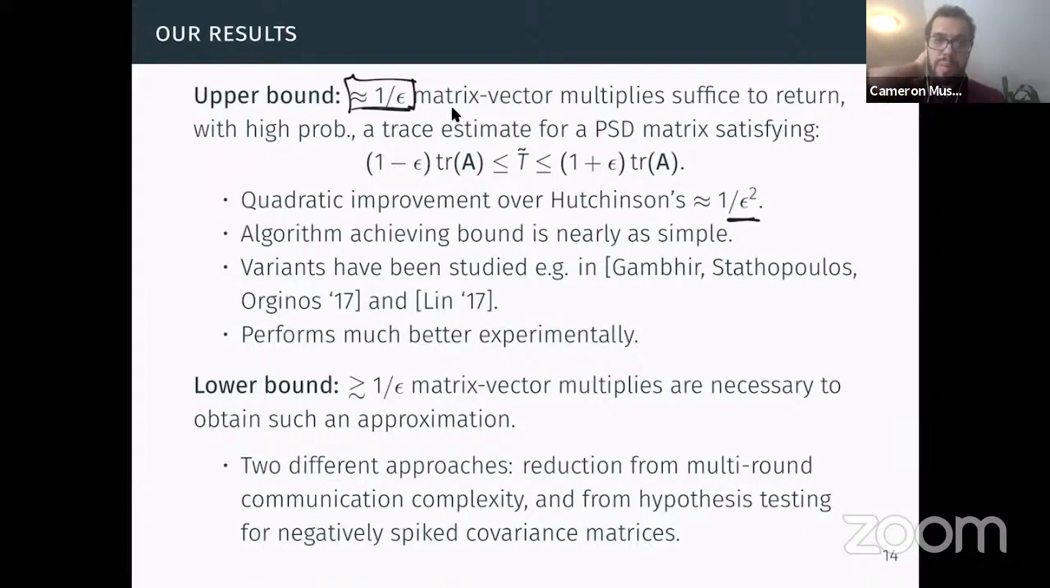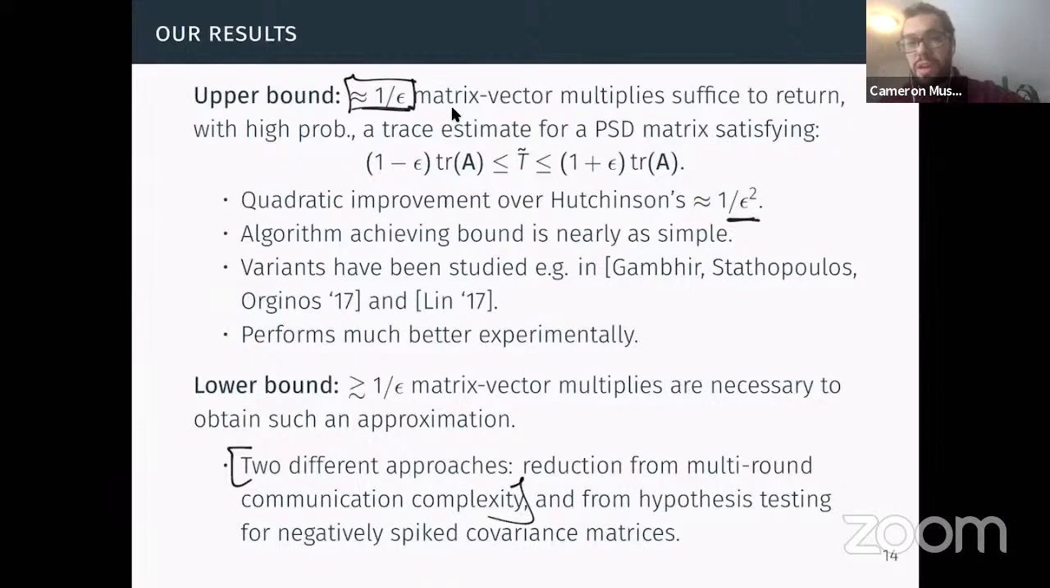And then the other thing is that we complement this algorithm with a lower bound. We show that this algorithm is essentially optimal. You need at least 1/ε matrix vector multiplies if you want to estimate the trace of a positive semidefinite matrix to ε accuracy. And we have two different approaches for proving this lower bound. One is via a reduction to multi-round communication complexity, and one is via a reduction to a statistical problem, which is hypothesis testing for negatively spiked covariance matrices. I may get to talking about this first reduction today, but it's at the very end of my talk. I might not get to it, but you can check out the paper for the full reduction.